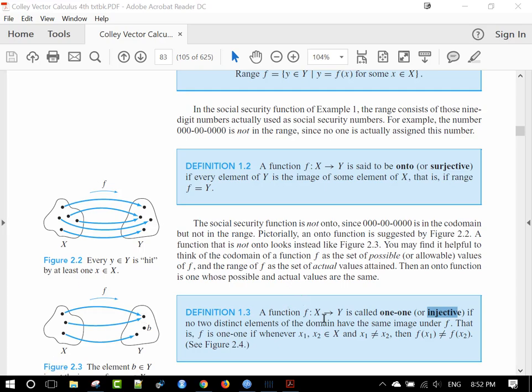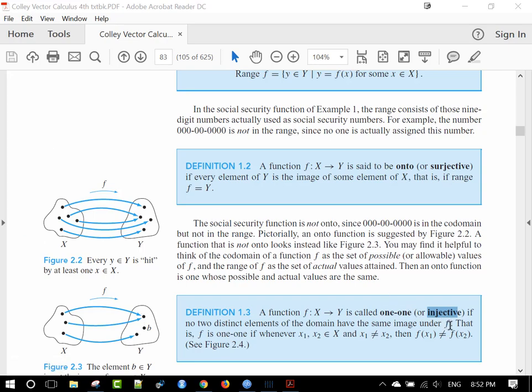They say a function is called one-to-one if no two distinct elements of the domain have the same image. We say this is the image of this, and this is the image of this. So if no two distinct elements of the domain go to the same element in the range, then it's called one-to-one. So this is not one-to-one because we have two distinct elements going to the same one.